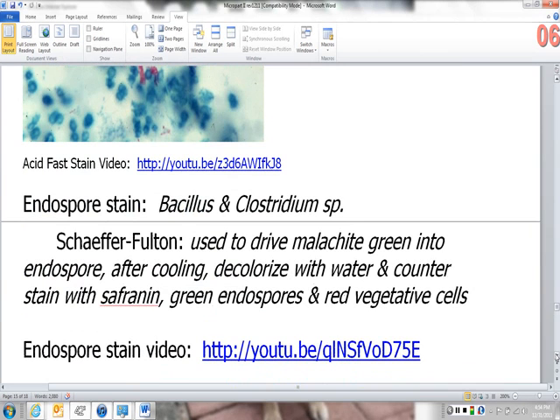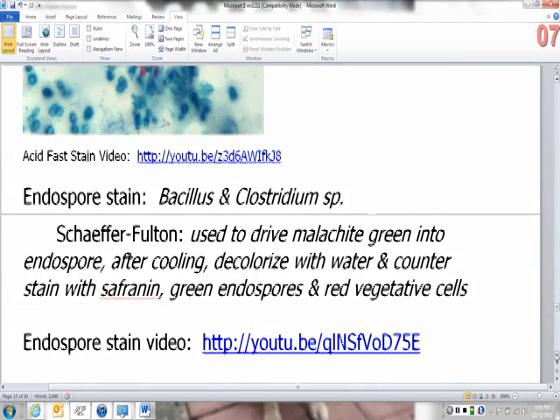The endospore stain is used for organisms like Bacillus and Clostridium. The Schaefer-Fulton method is used to drive malachite green into the endospore. After cooling, it is decolorized with water and then counterstained with safranin. This will leave green endospores and red vegetative bodies.